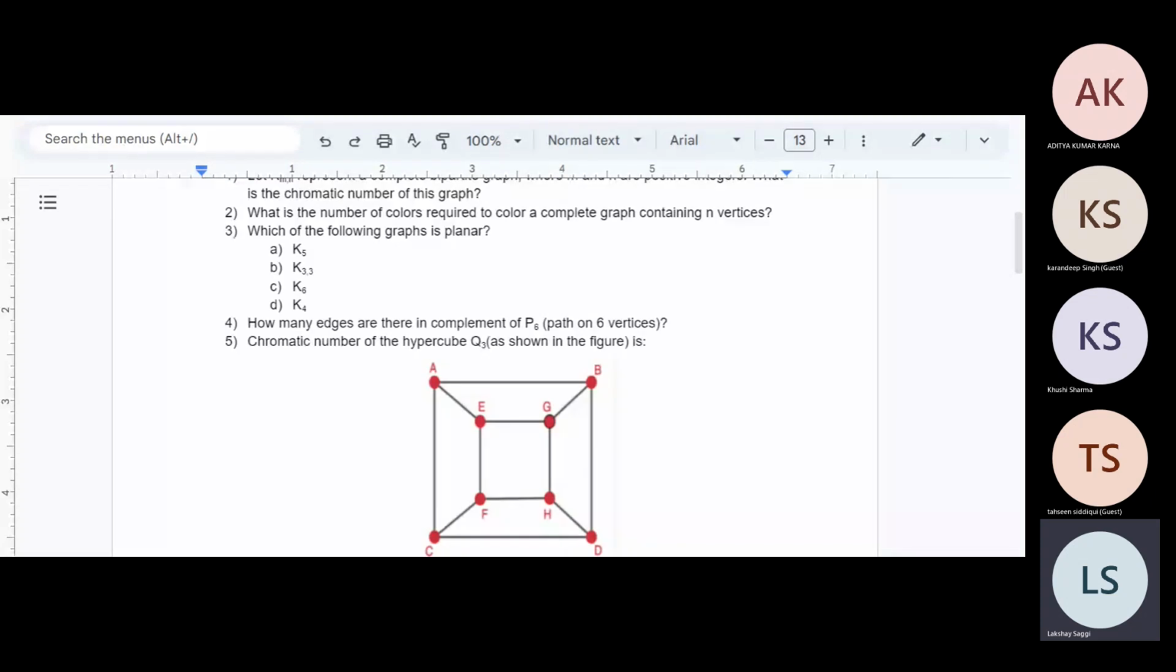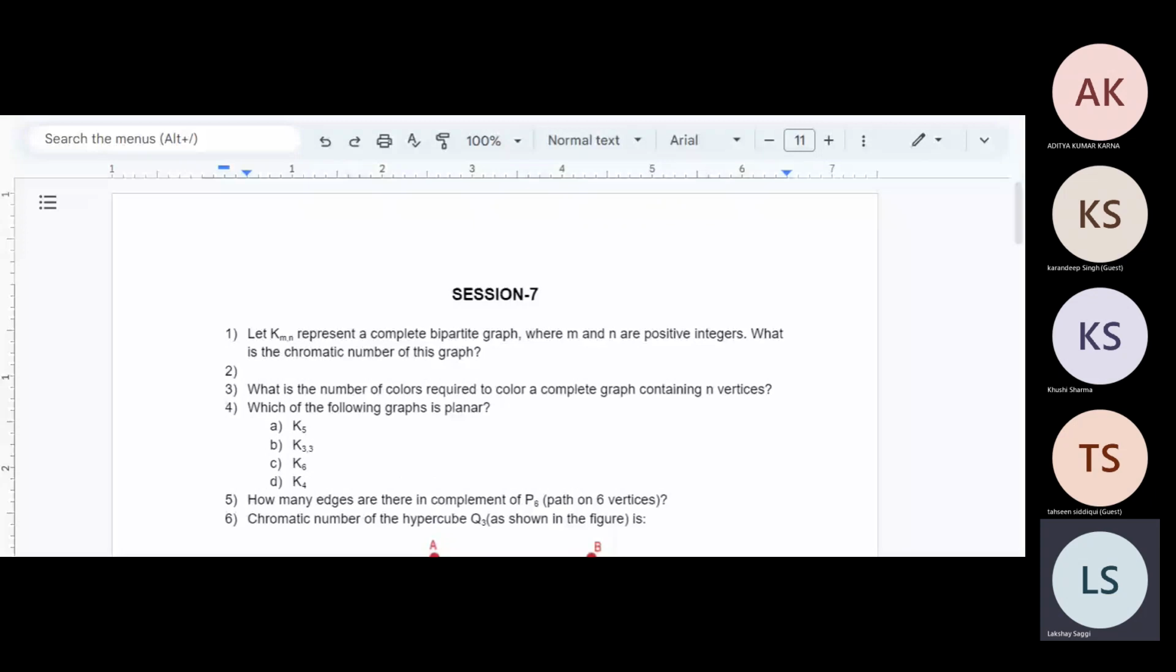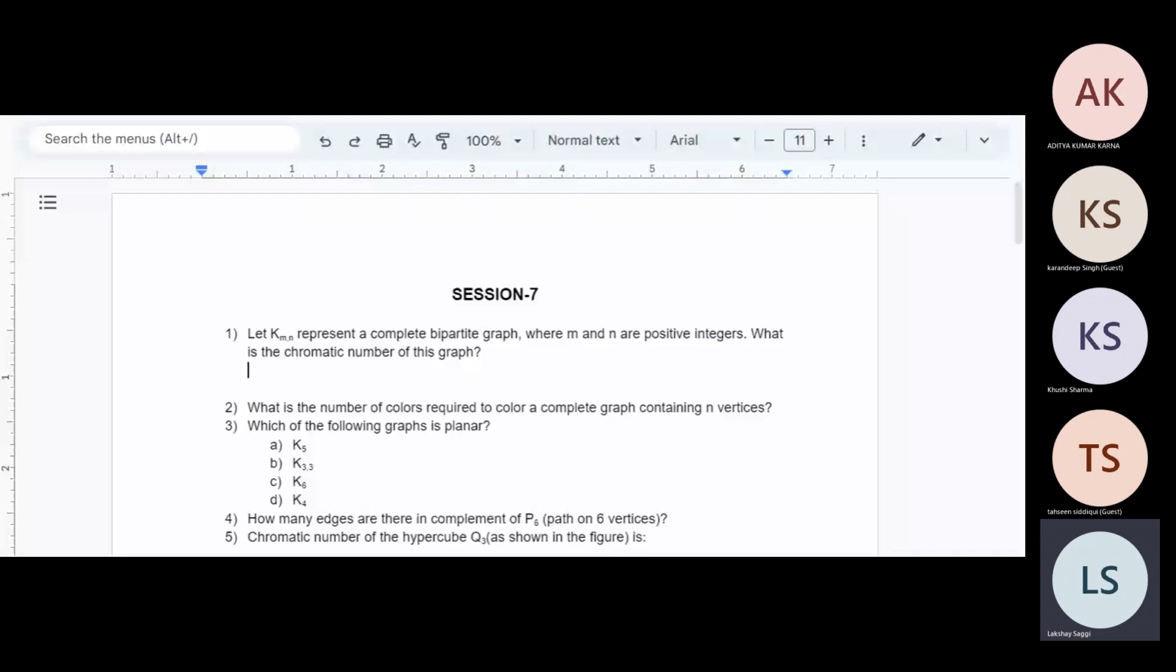So I guess we'll just start right away with the problems. Today's problems I don't think will be much hard because you guys have already seen this kind of stuff. So let's just get into it. The first question is: let K_{m,n} represent a complete bipartite graph where m and n are positive integers. What is the chromatic number of this graph?